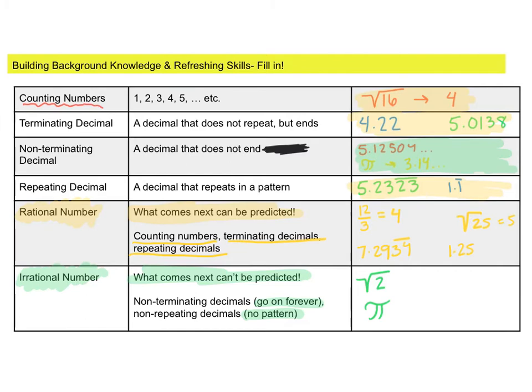Okay, and I could write another one down here. Maybe I put 1.56312 dot dot dot. That dot dot dot tells me that it goes on forever, and there's no pattern that is recognizable. So this is the difference between rational and irrational numbers. Rational, we can predict. Irrational, we don't know what comes next. Okay, we're going to get into our work now, classifying our numbers.